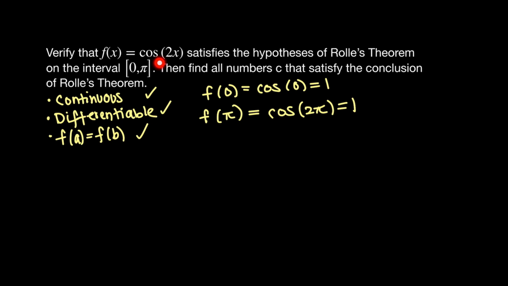A cosine wave has a derivative that's negative sine. So that means this function is differentiable everywhere. Its derivative is going to exist everywhere. I also just know that cosine waves don't have any sharp points on them, so they're differentiable everywhere. And then finally, those endpoints: if I plug 0 into cosine of 2x, I get cosine of 0, which is 1. And if I plug pi in, I get cosine of 2 pi, that is also 1. So my endpoints are equal. So that means Rolle's theorem should work for this function.